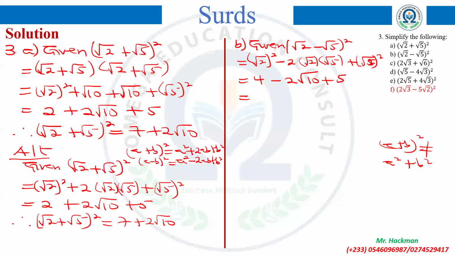Oh, this is 2, not 4. This root of 2 squared is not 2 squared, it's root of 2 squared. So that will give me 2 plus 5, which is 7. Then minus 2 root of 10. So I could have drawn my conclusion here. So therefore, root of 2 minus root of 5 squared will be equal to 7 minus 2 root of 10. Point well made.